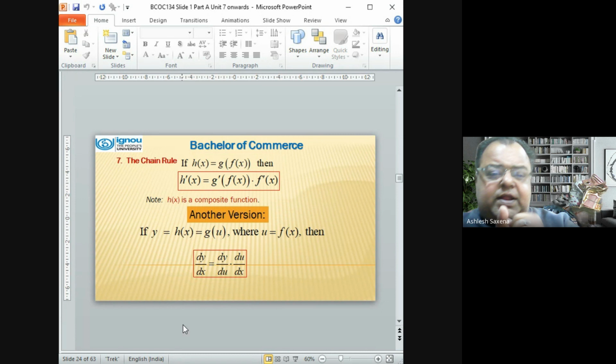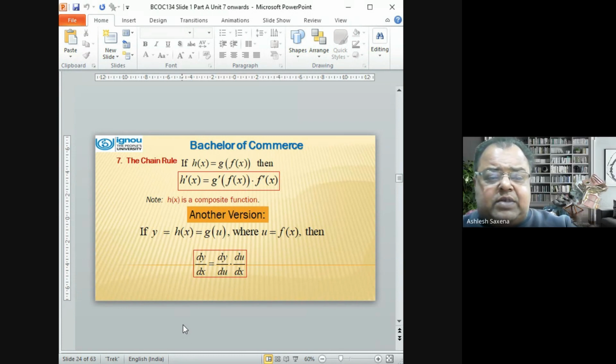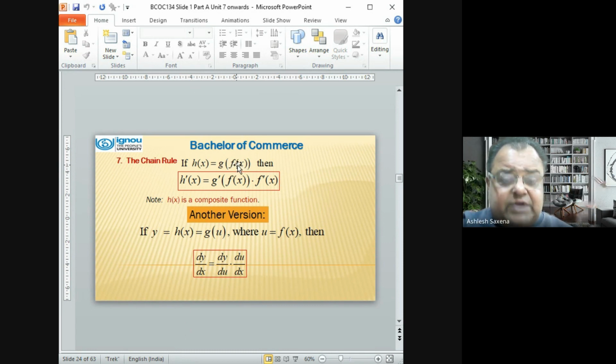The next part is the chain rule. Normally what happens, if you see in the first line, if h(x) is equal to g of f(x), then h'(x), that means the derivative, will be the derivative of g into the derivative of this function f(x). This is the chain rule.